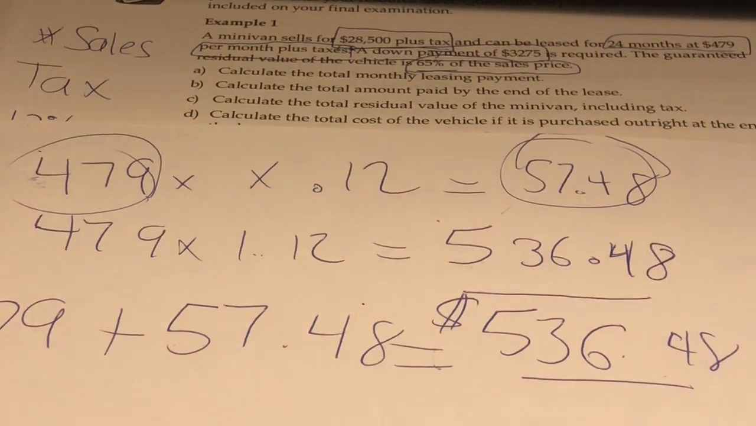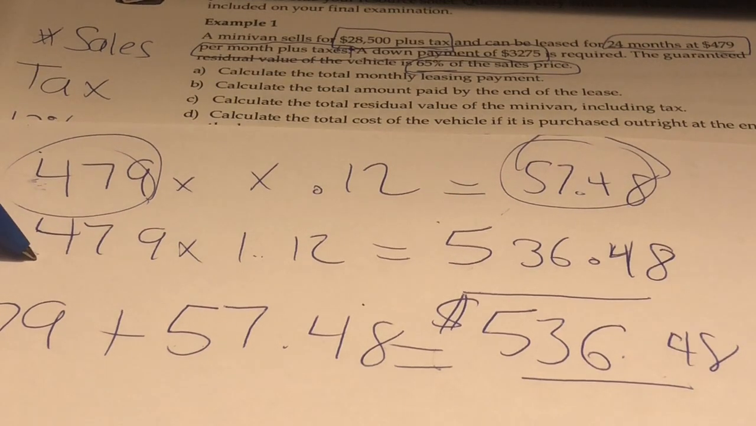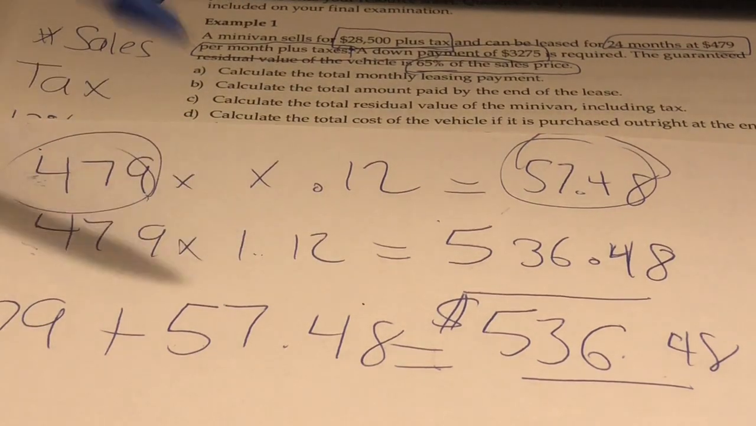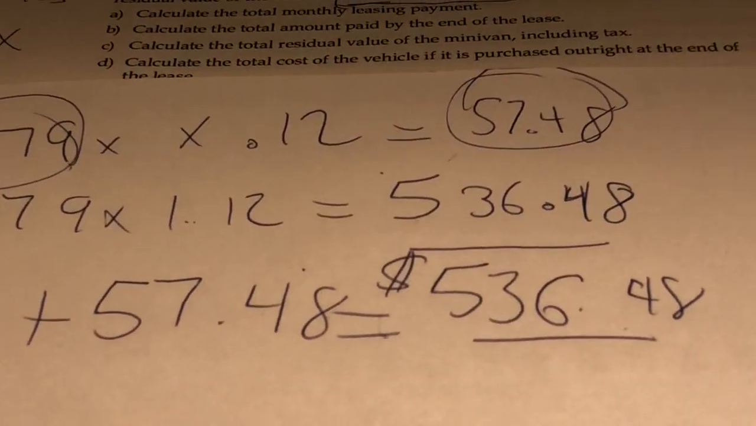So when it's just looking for the monthly leasing payment, you have to take what the lease is going to be financed at, so 24 months for 479, and multiply it by the sales tax. That's the formula that you use in this case.